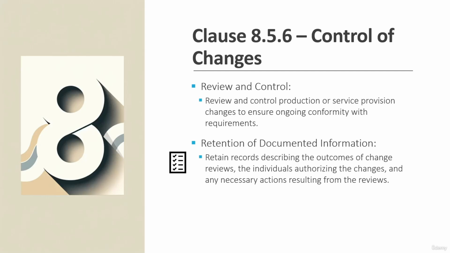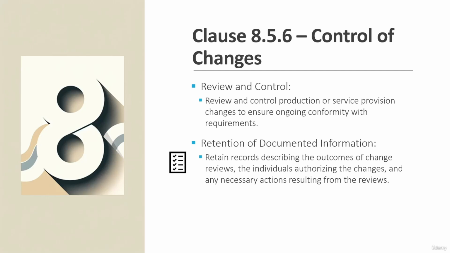And the last one here is 8.5.6, which is control of changes. When you are providing the product or service, the changes need to be reviewed and controlled. For that, the company is required to retain documented information, which tells what changes were made to the product or service, what the consequences of that are, and who has reviewed it. So that documentation is required to be kept. So this was 8.5.6. With this, we completed 8.5.